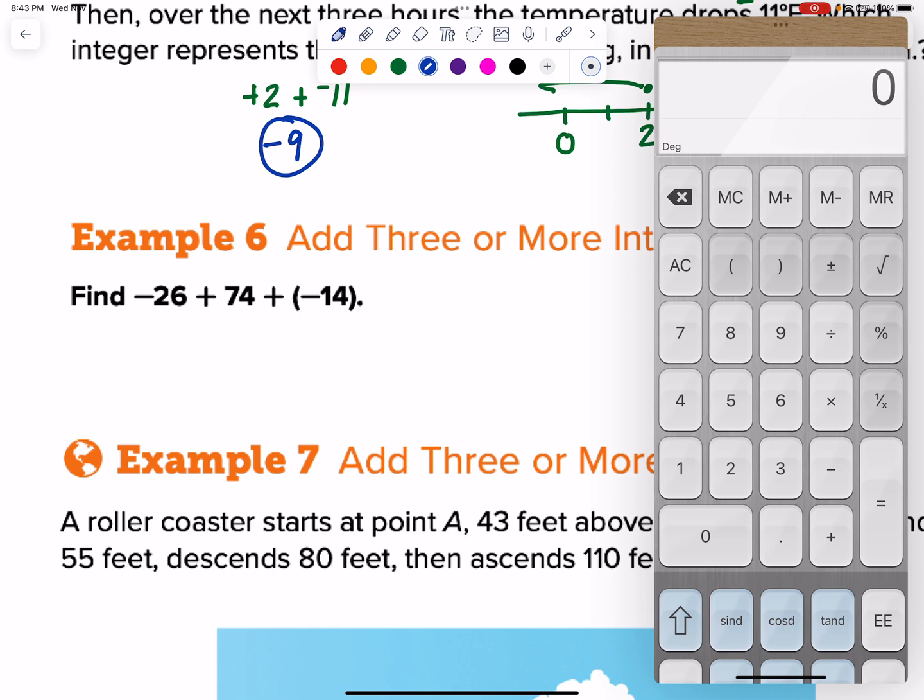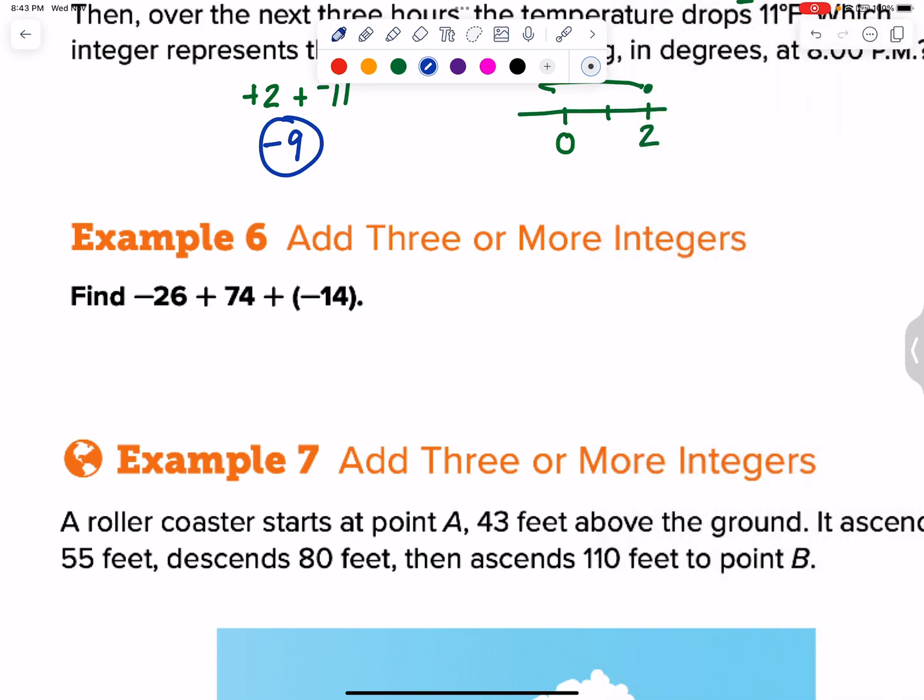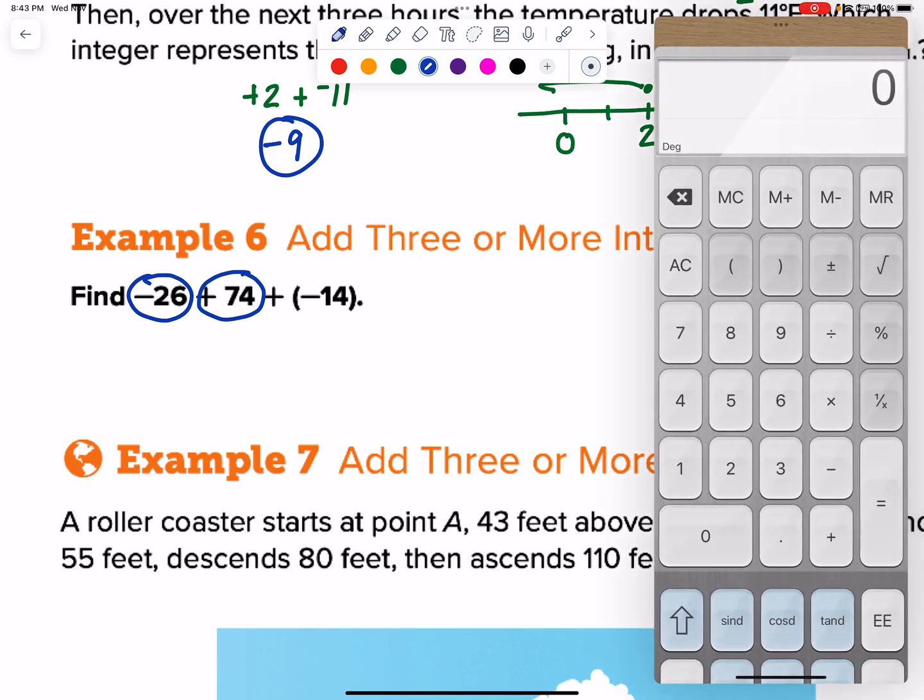So we have a negative 26 plus a 74. As we go with this, you need to be making little notes. I'll show you how to work through this. Same signs, add and keep, different signs, subtract. So these two are different signs. We have a negative 26 and a positive 74. So 74 minus 26. Different signs, subtract, keep the sign of the bigger digit. So right now we're at 48.